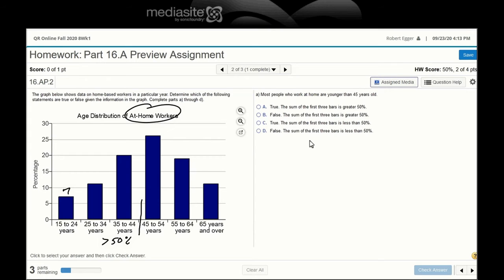And let's look at 7, 11, 20. So 7 and 11 is 18. 18 and 20 is 38%. So I would say false. Sum of the first three bars is less than 50%.